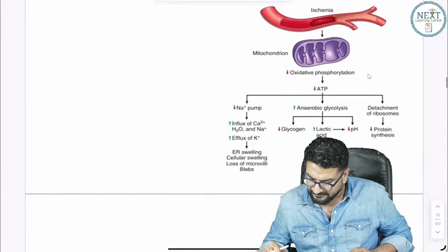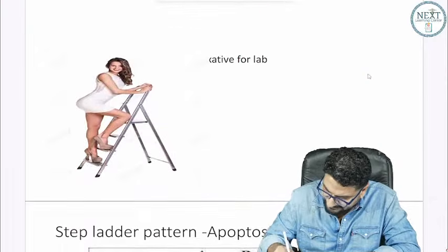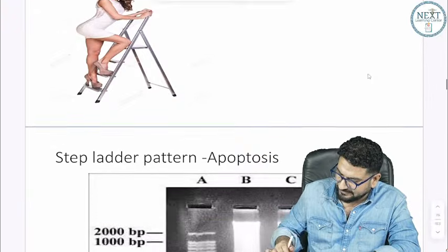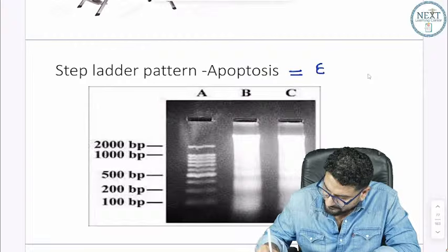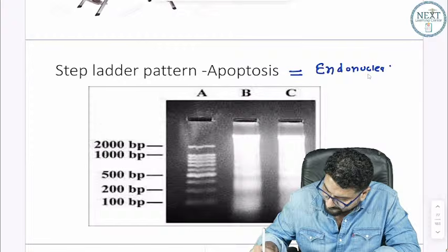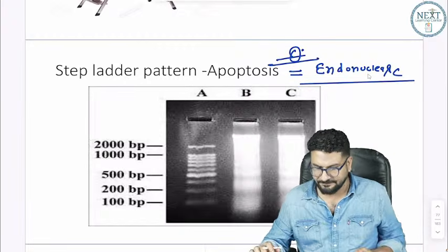Okay, this also we have discussed. Okay, now look at this. What is it? Step ladder pattern. The step ladder pattern is seen in apoptosis, and that is because of which enzyme? That is because of endonuclease. It occurs because of which enzyme? Endonuclease. Right?